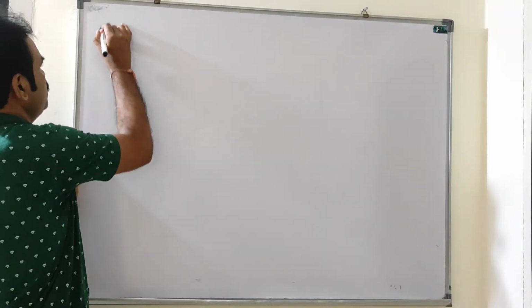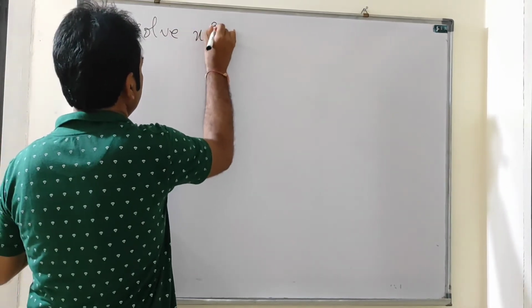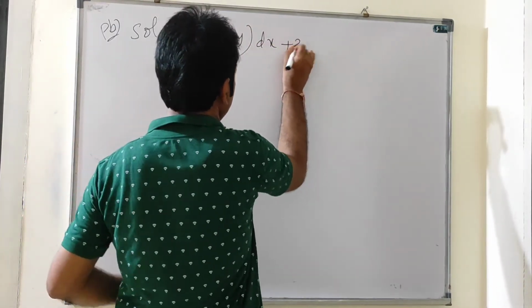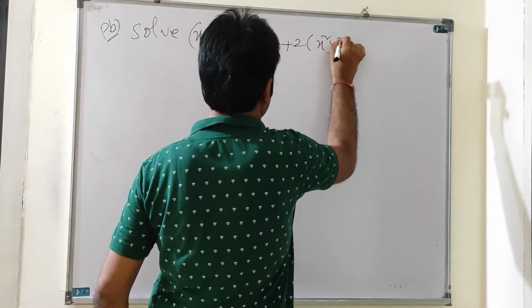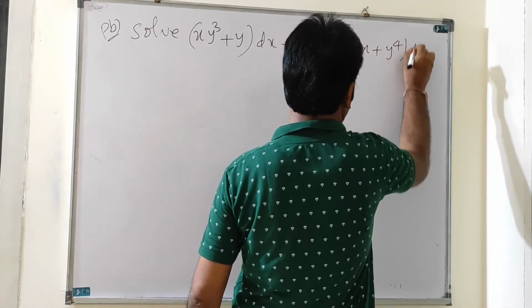See the next problem. Solve (x y cube plus y) dx plus 2 (x square y square plus x plus y power 4) dy is equal to 0.